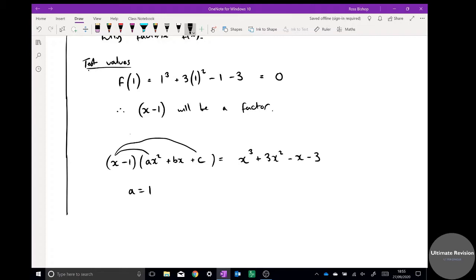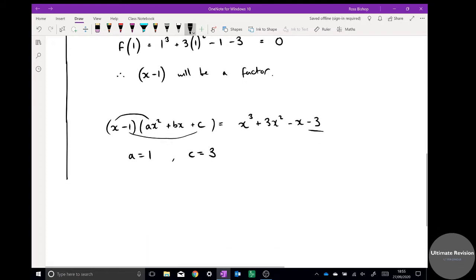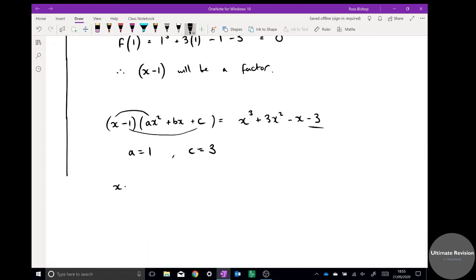C, well, the only way I can get the number minus 3 is by doing minus 1 times c. So minus 1 times c gives me minus 3. Therefore, c must equal 3, okay? It's got to be. So I know straight away I can fill in a few of the blanks here. So I know it's going to be x squared plus bx, which is the slightly harder one to find, plus 3, okay? Equals x cubed plus 3x squared minus x minus 3.